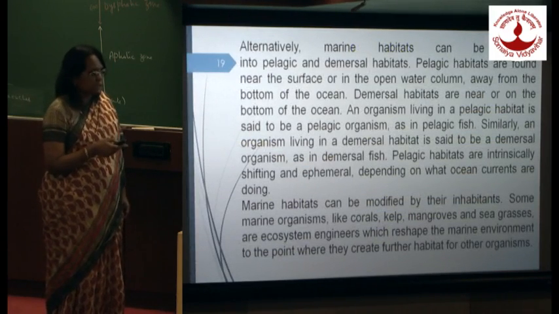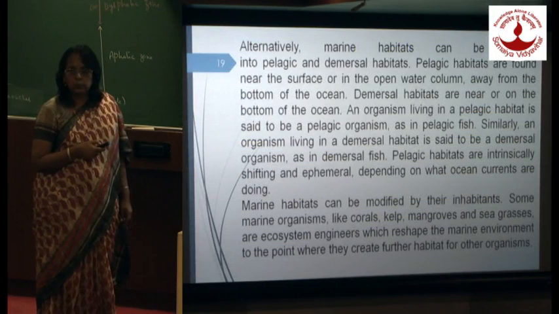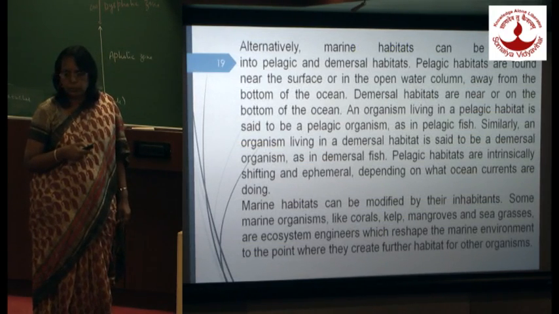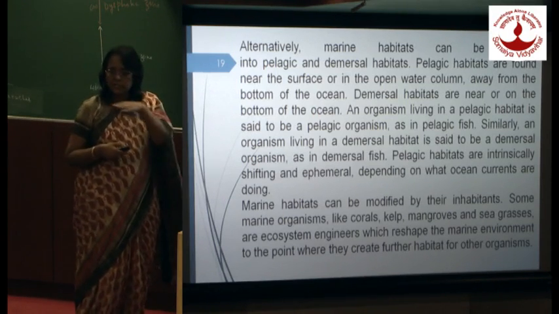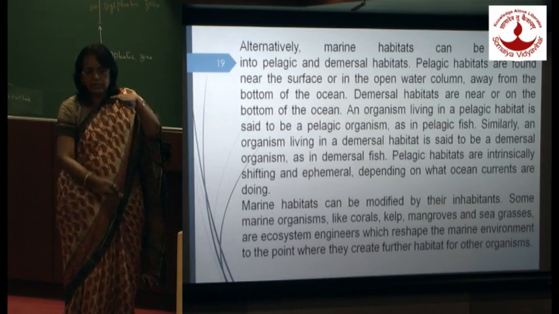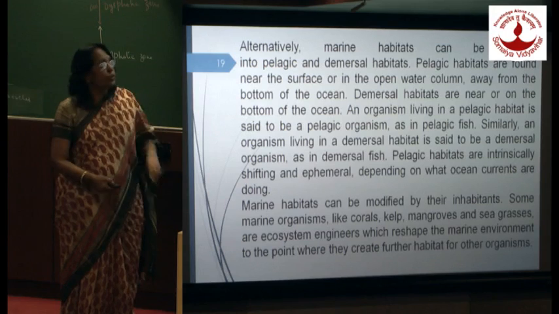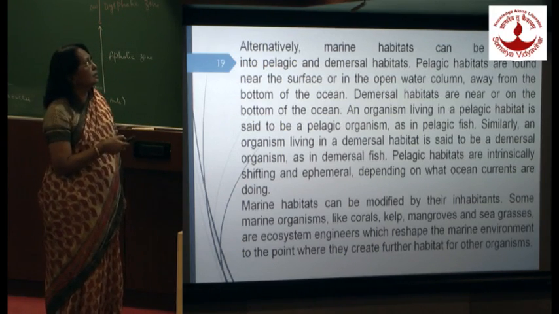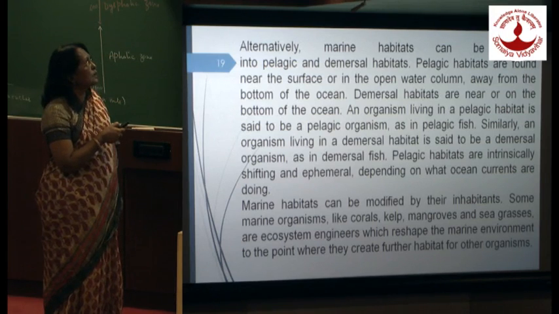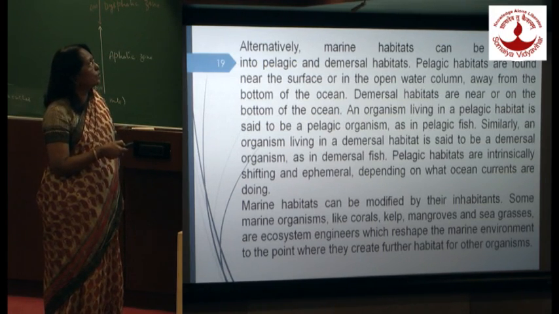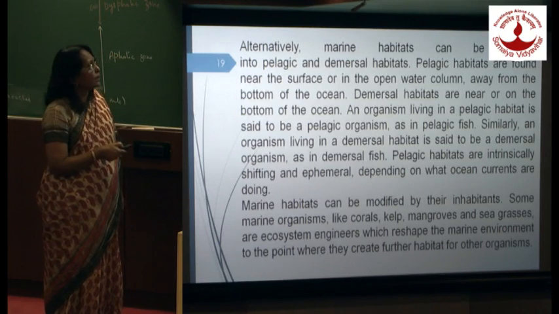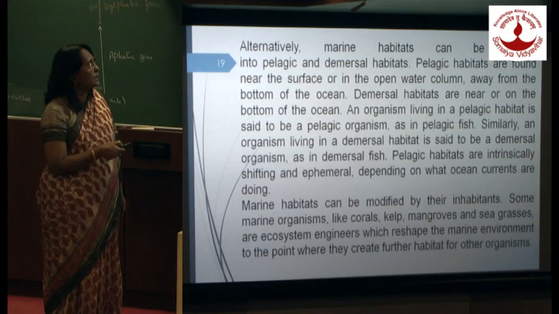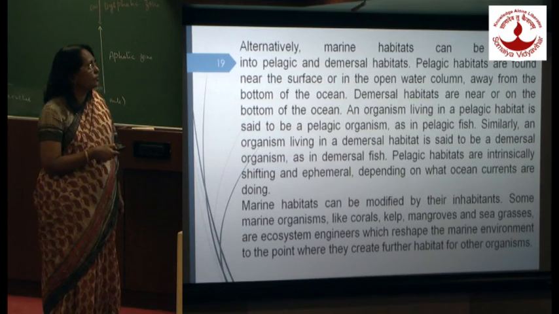Now marine habitats can be divided into pelagic and demersal also. Now what does that mean? Pelagic, we have studied here also. Pelagic is surface. Demersal is below. Alright. So there are animals which are demersal, there are animals which are pelagic. Now demersal habitats are near or on the bottom of the ocean. Organism living in a pelagic habitat is said to be pelagic organism, such as pelagic fish. Similarly, an organism living in a demersal habitat is said to be demersal organism or a fish.